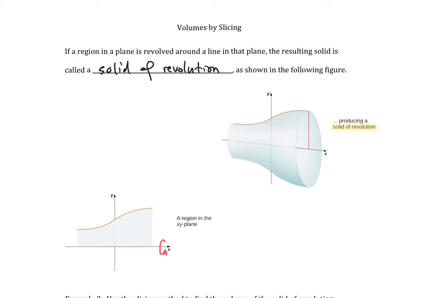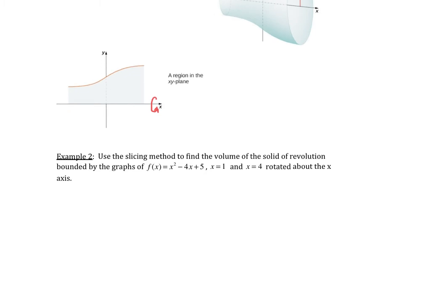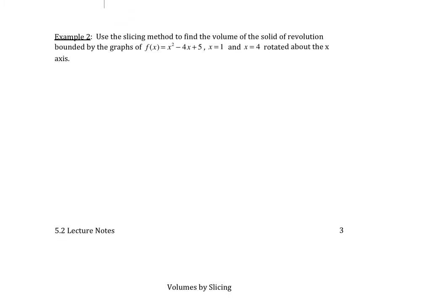Okay, let me show you an example of calculating the volume of a solid of revolution in action. Let's take a look at example 2. We want to use the slicing method, which means we're going to look at cross-sectional areas to find the volume of the solid of revolution bounded by the graphs of this parabola, this vertical line, and this vertical line here. And we're going to rotate about the x-axis.